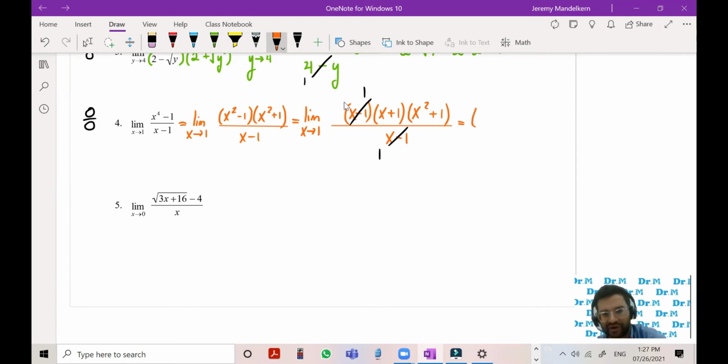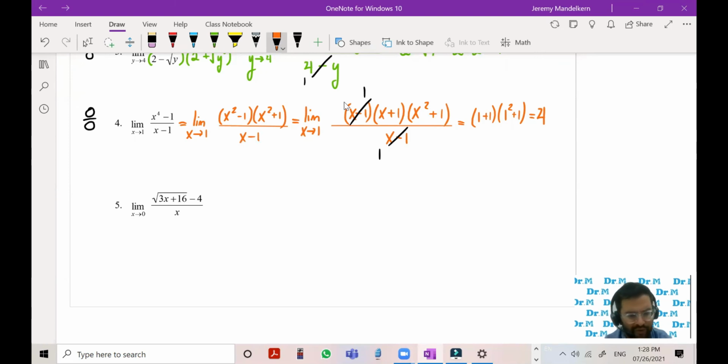So we have 1 plus 1 times 1 squared plus 1. When the dust settles and the smoke clears, this is going to be 2 times 2. So we have the value 4.